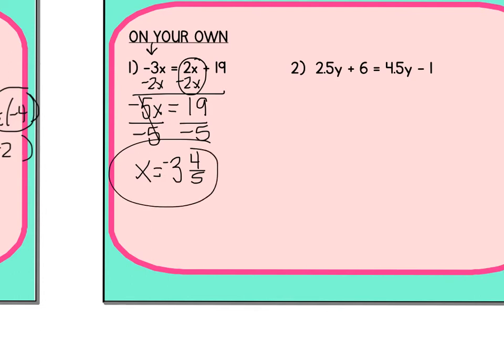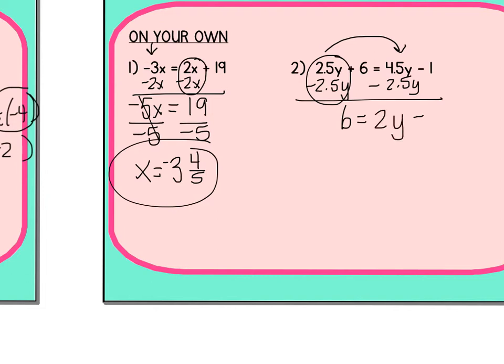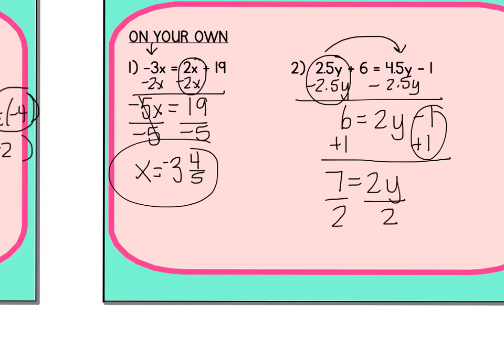The next one, I'm going to move these y's over here by subtracting 2.5 y's from both sides. That leaves us with a positive 6 equals 4.5 minus 2.5 would be 2 y's minus 1. Now we've got to get the y's alone, so I'm going to add 1 to both sides. That leaves us with 7 equaling 2y. We have to divide both sides by 2 to get that y by itself, and y equals 7 divided by 2 is 3.5.